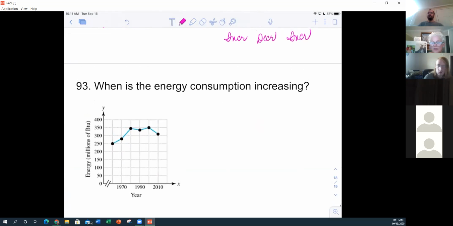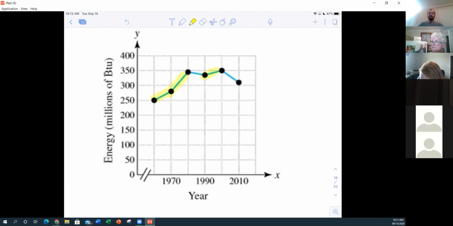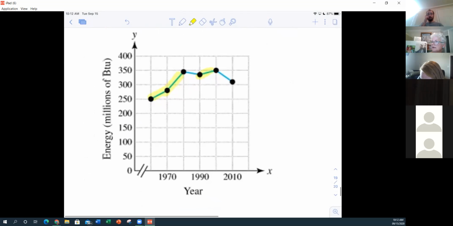And this is the last one. When is the energy consumption increasing? I can't read all these. Well, if you look at the other years, I guess. I'm trying to look at the beginning here. Yeah, it's going up by tens. Okay, I got it.